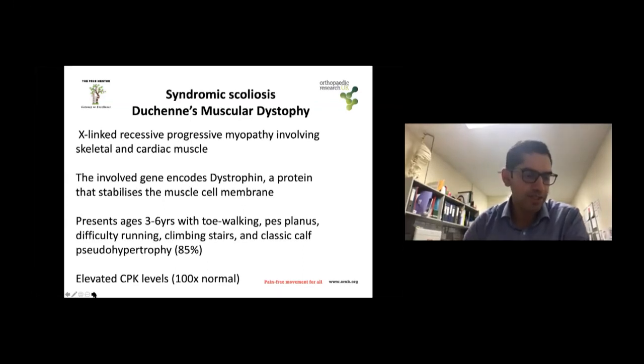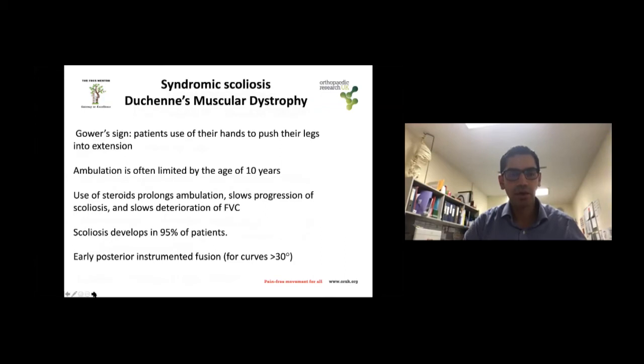The child usually presents with falls, clumsiness, toe walking. Other clinical signs would be pseudohypertrophy of the calves. One blood test that you would ask for is CPK, which would be elevated significantly. Another common sign is a Gower's sign, where the child essentially uses his hands to push off with their legs extended to try to stand up because of the muscle weakness. And steroids have significantly improved the prognosis.